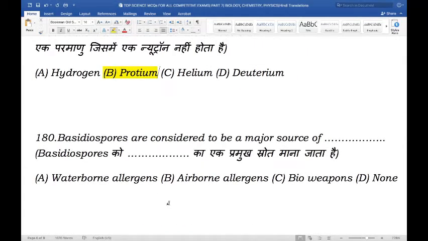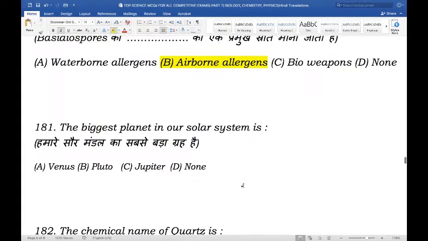Basidiospores are considered to be a major source of, is it A, waterborne allergens, B, airborne allergens, C, bioweapons, or D, none? Basidiospores are considered to be a major source of airborne allergens. Basidiospore is a reproductive spore by Basidiomycota fungi that includes mushroom, shelf fungi, rust, and smuts. Moving on to the next question.